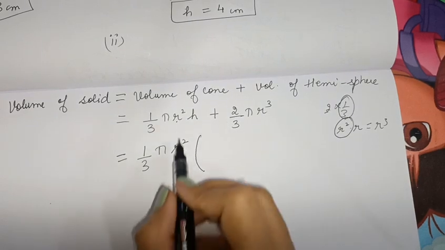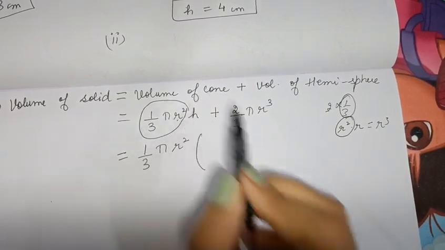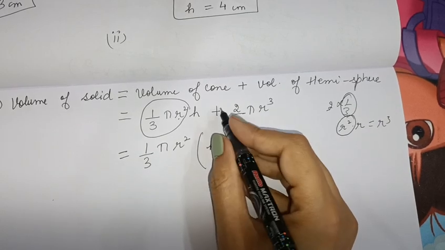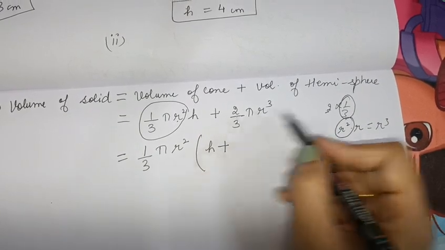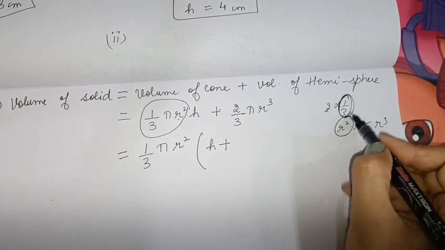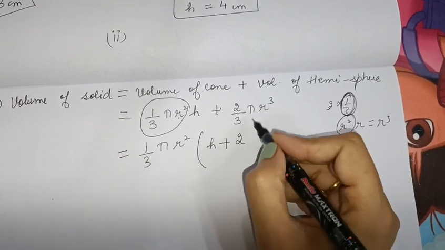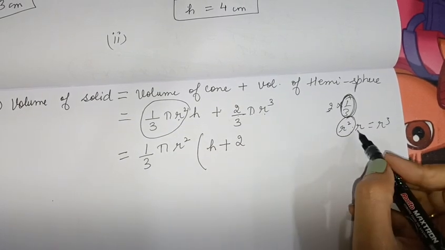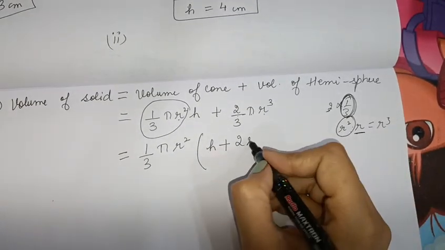So from here r square we have taken out. Now what is left? From here we have taken common this part, 1 by 3 pi r square, so we are left with h, plus here, see, 2 by 3 means 2 into 1 by 3. 1 by 3 we have taken out, so 2 is left. Pi we have taken common, and here r square if we are taking out common, r is left behind.